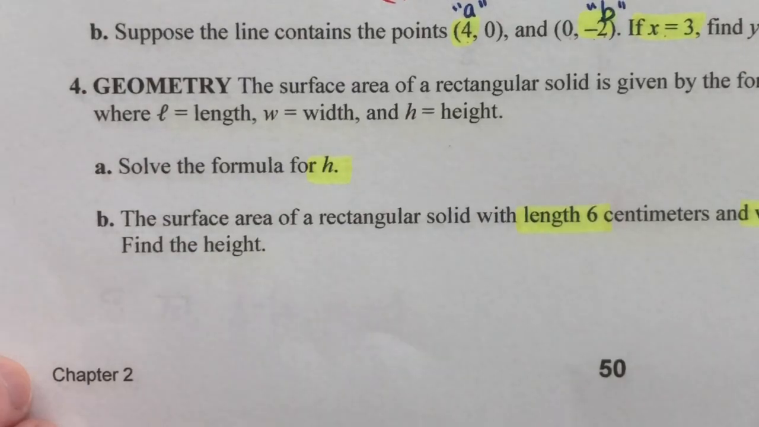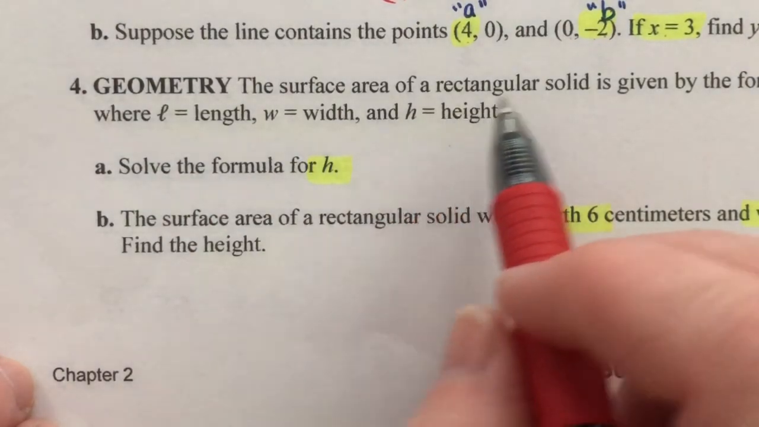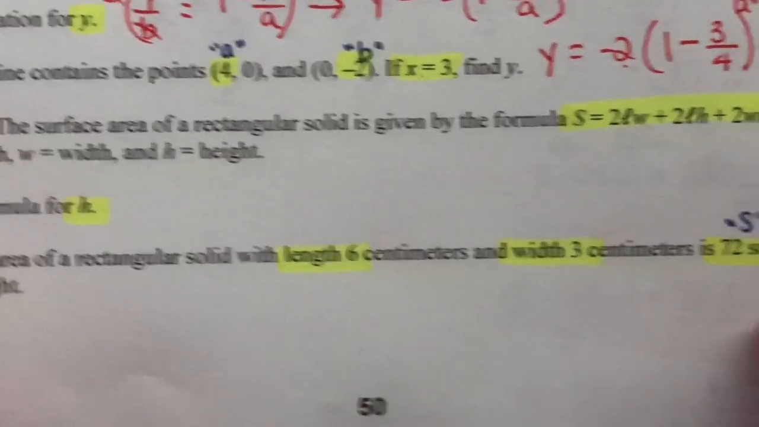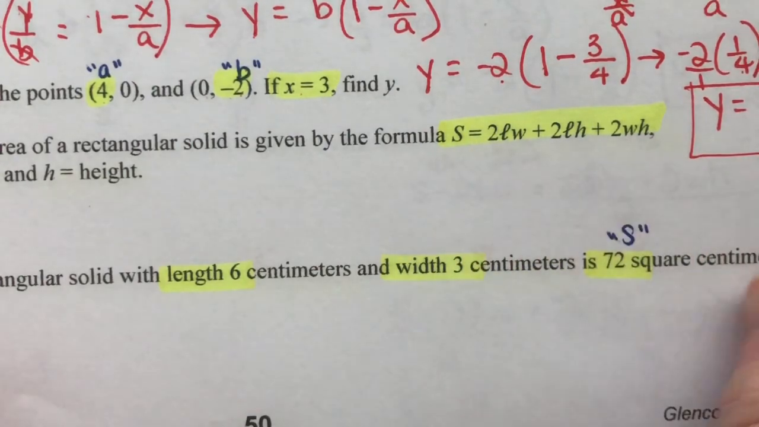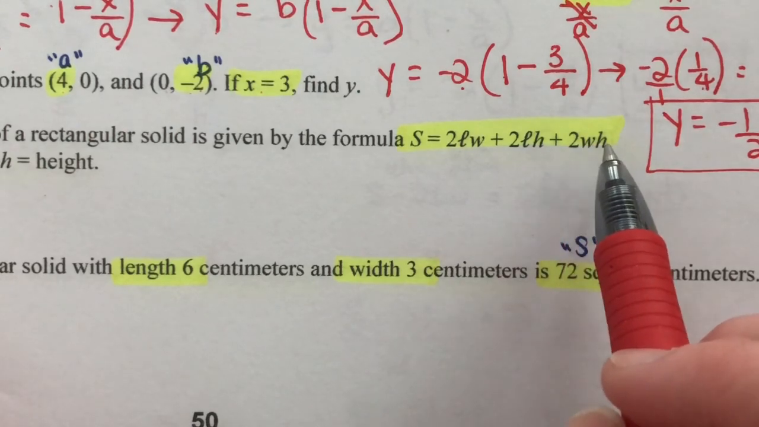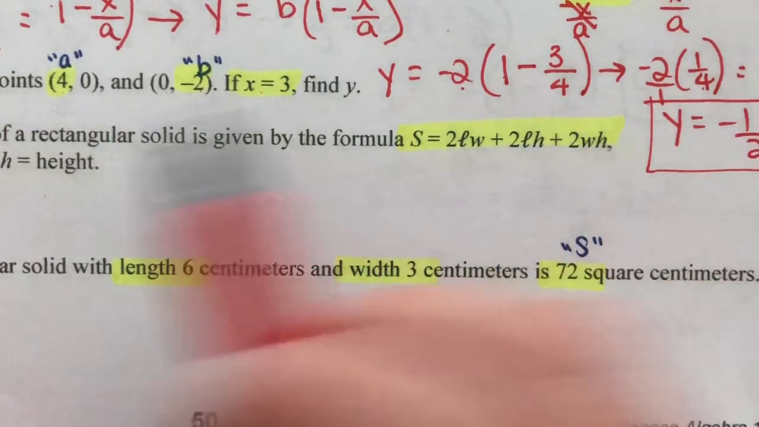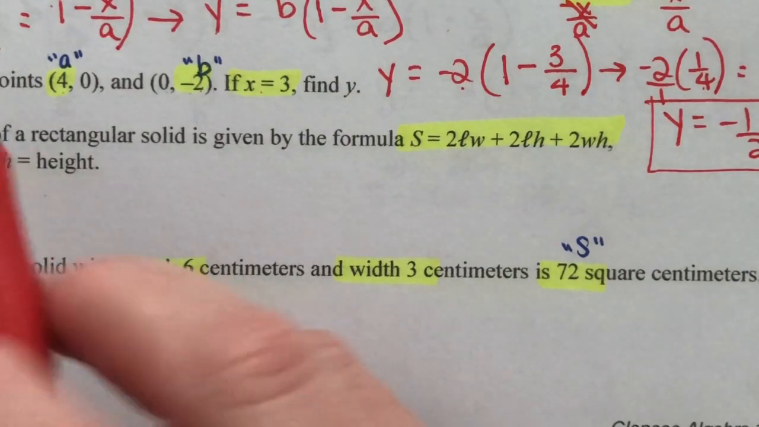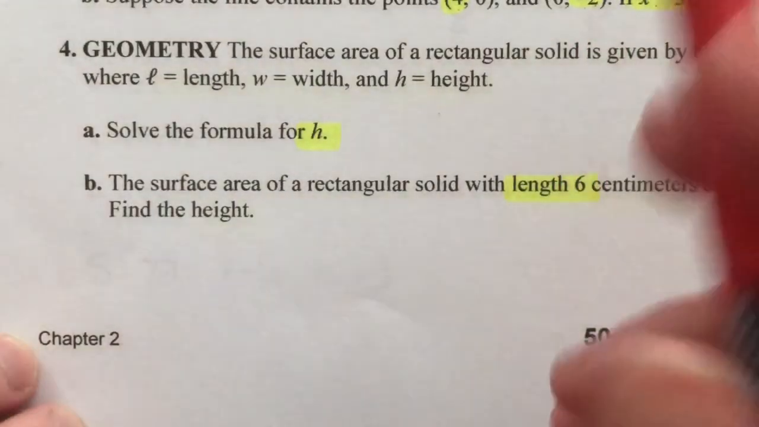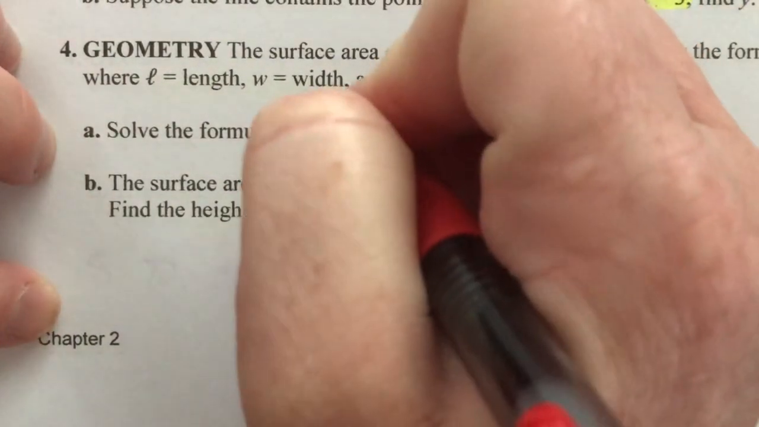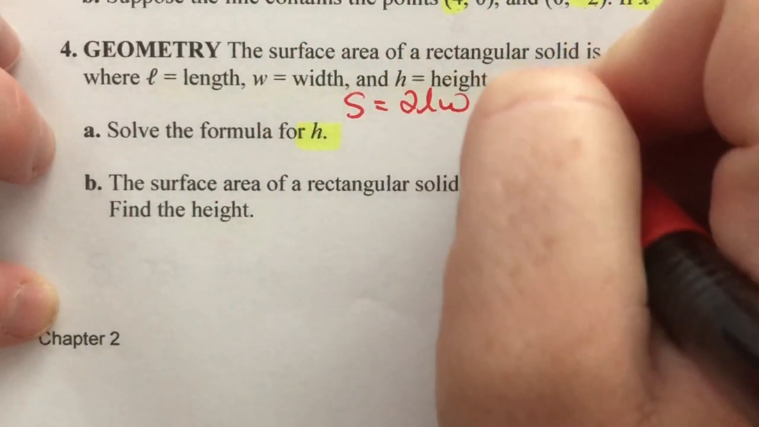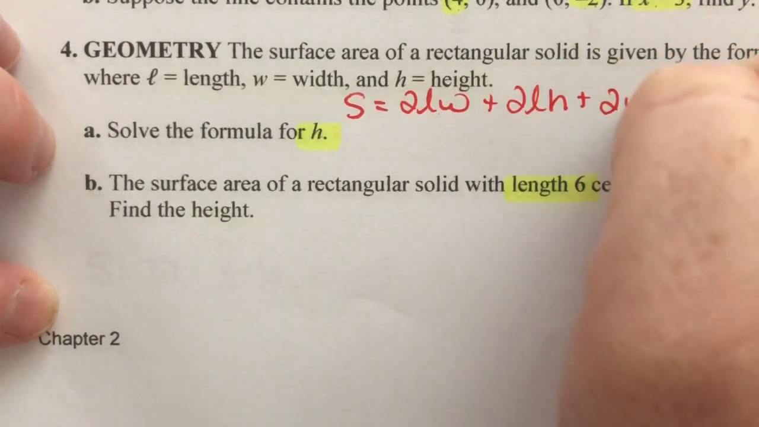All right, last one, number 4, geometry. The surface area of a rectangular solid, like a shoebox, is given by the formula S equals, this whole long thing right here: S equals 2 times the length times width plus 2 times the length times the height plus 2 times the width times the height, right? All that stuff. Where L equals length, W equals width, and H equals height. Solve for H. So the first thing we gotta do is solve for H, and this is a really long problem. So we have S equals 2LW plus 2LH plus 2WH.